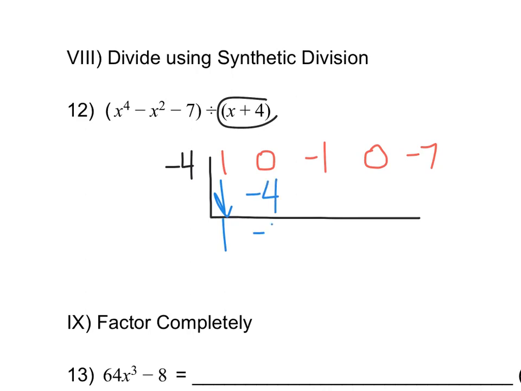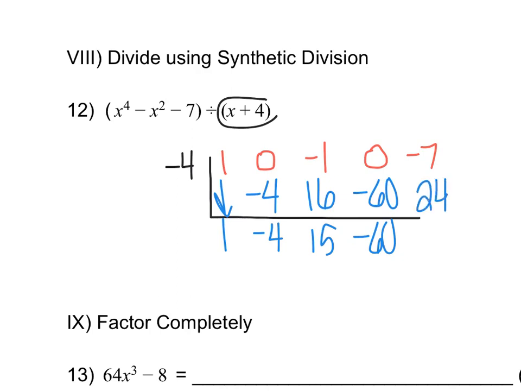0 plus negative 4 is negative 4. Multiply again. Negative 4 times negative 4 is 16. I add, and I get 15. 15 times negative 4 is negative 60. 0 plus negative 60 is negative 60. Negative 60 times negative 4 is positive 240. And 240 minus 7 is 233.